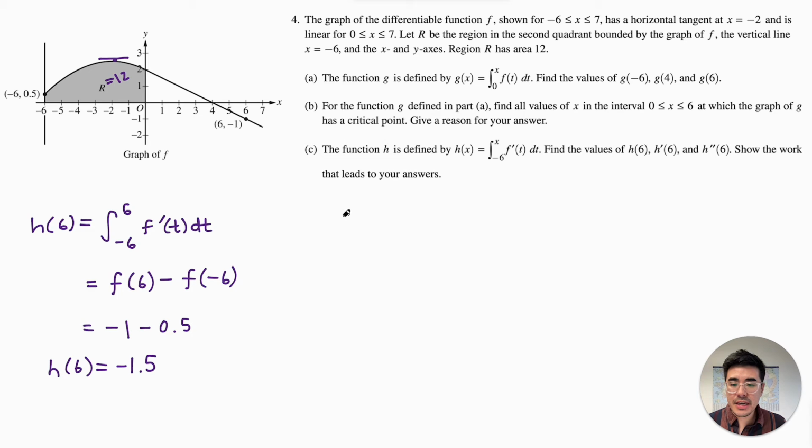The second part, h prime of 6. Let's find h prime of x first before we do h prime of 6. So h prime of x, like we said in part A, if we took the derivative of an integral, it just replaces it. So h prime of x is equal to f prime of x. So then what is h prime of 6? That's going to equal f prime of 6, and f prime of 6 is the slope of this graph at 6.